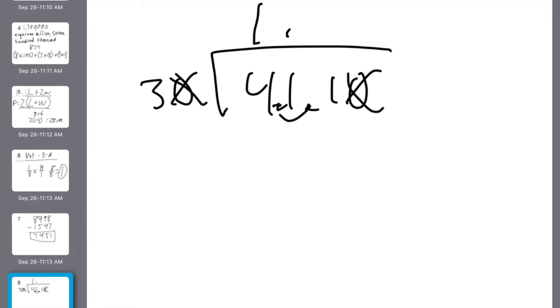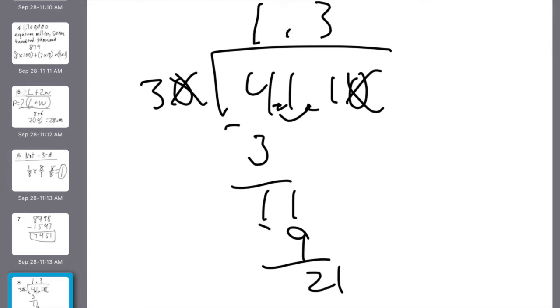So 3 goes into 4 once. I'm going to bring my decimal point straight up. That's 3. Subtract 1, bring down the 1. 3 goes into 11 3 times. That's 9. Subtract 2, bring down the 1. 3 goes into 21 7 times. So I have $1.37. So you got to be careful when you cross off the zeros, guys, that you make sure your decimal point is in the right spot and you get the right answer.